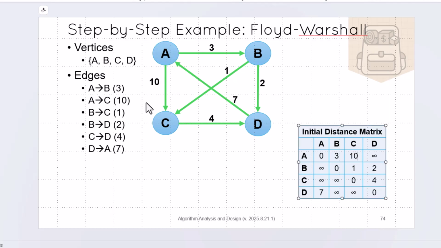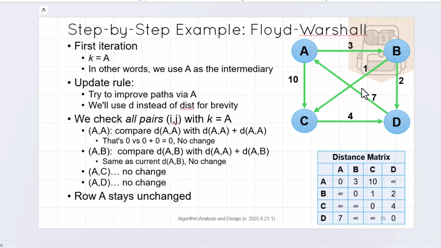A is not directly connected to D with an outgoing edge, because this is a directed graph. So the A to D is set to infinity, whereas D to A is 7, because it's directed, right? D can get to A. But we're not aware of how to get to D from A, or we don't know if we even can. All right, so that's our distance matrix.